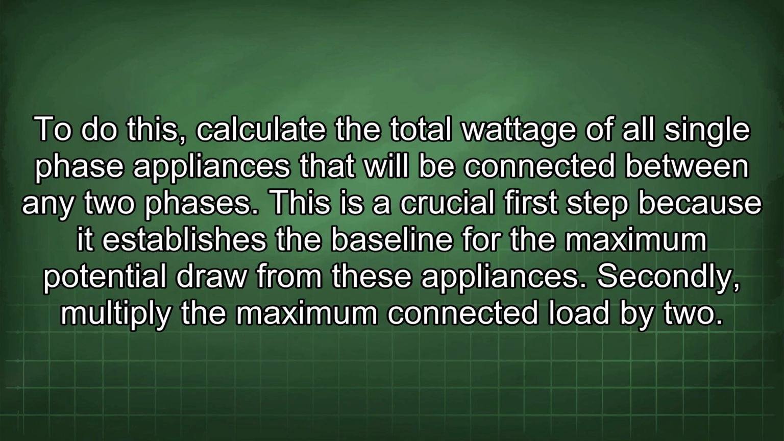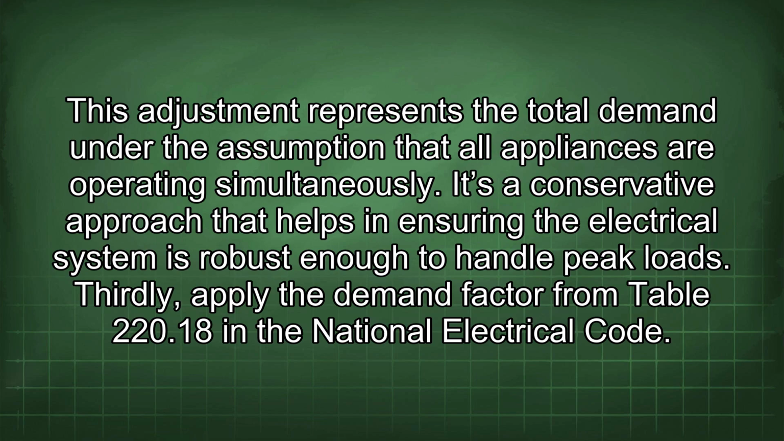To do this, calculate the total wattage of all single-phase appliances that will be connected between any two phases. This is a crucial first step because it establishes the baseline for the maximum potential draw from these appliances. Secondly, multiply the maximum connected load by 2. This adjustment represents the total demand under the assumption that all appliances are operating simultaneously. It's a conservative approach that helps in ensuring the electrical system is robust enough to handle peak loads.